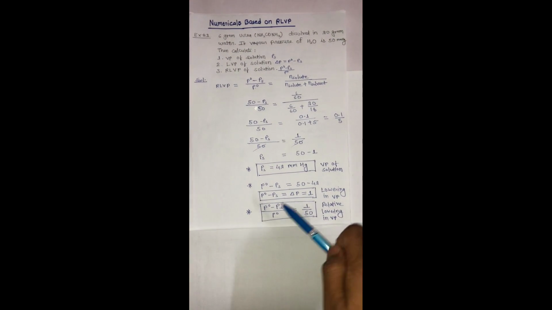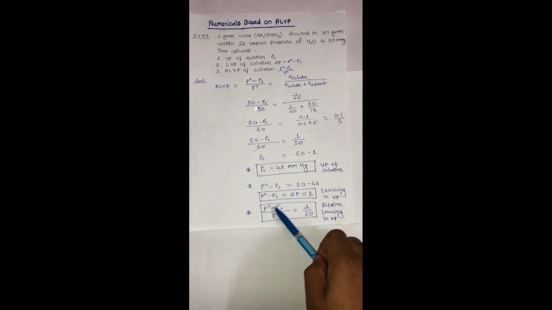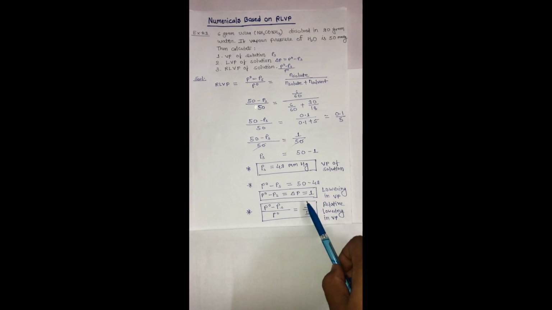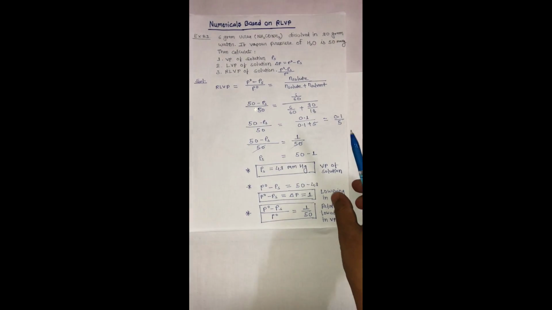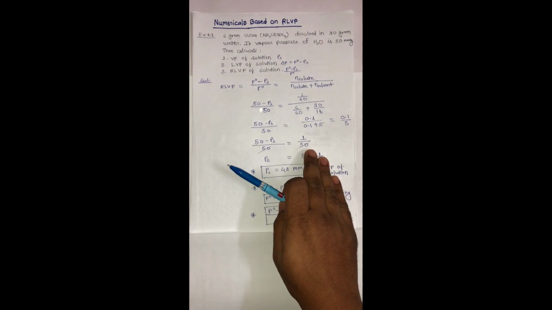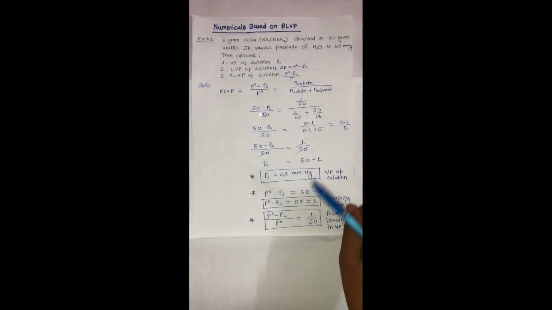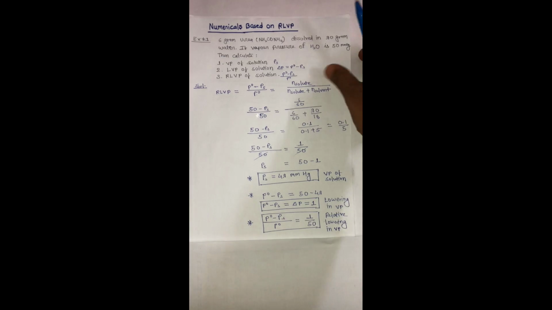And similarly we can calculate relative lowering in Vp: P naught minus PS equal to 1 and P naught equal to 50. That means 1 by 50. So it's done. It's a very simple numerical. You can easily solve it. No issue regarding this concept, as I think. If any confusion, then you can message or call me.